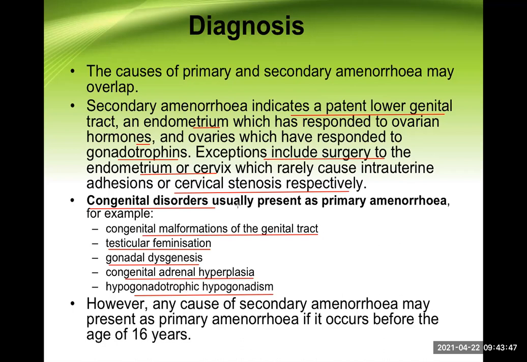So most of these are congenital. However, any cause of secondary amenorrhea may present as a primary amenorrhea if it occurs before the age of 16. So that's why they often overlap with each other.